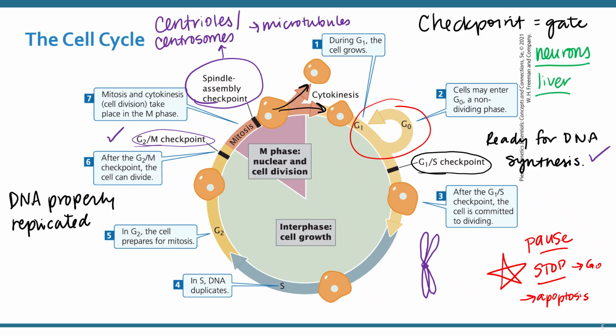So G0 isn't really a default for most of our cells. Most of our cells are going to go through G1 and through their checkpoints and then pause or go through apoptosis if they don't continue.